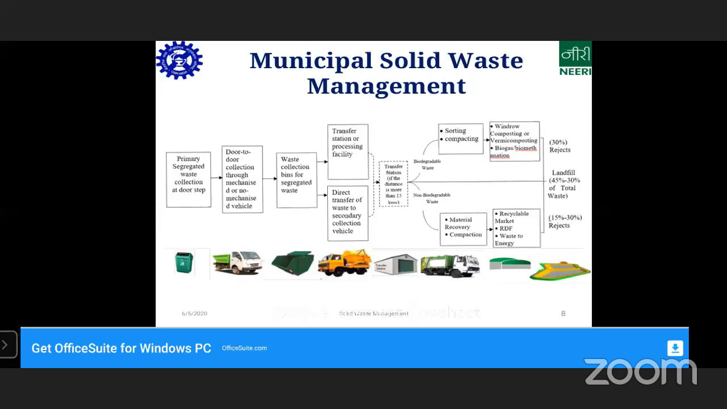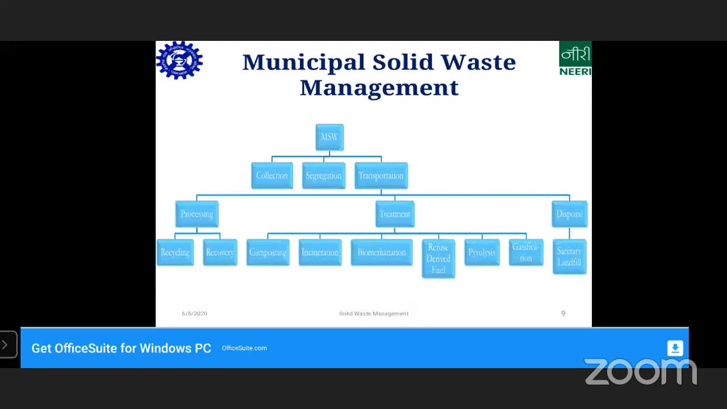And finally some of the things reach the landfill. You can see here that close to 45% of the total waste is landfilled. Out of that, 30% is rejects, and 15% is rejects from the recovery facilities, etc. Right. Now coming to the different processes that are available for treatment.